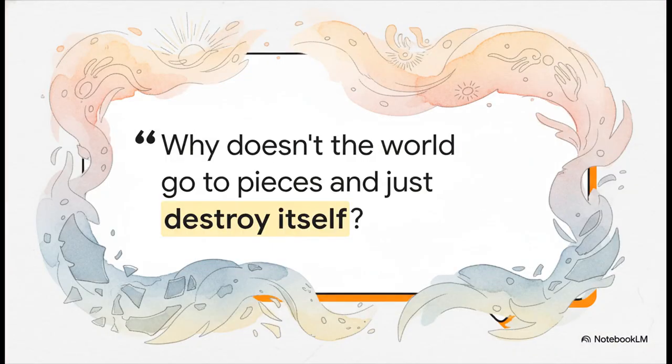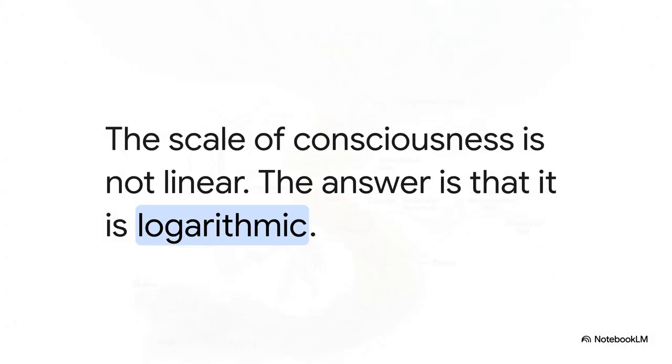And the source asks this exact same question. If the vast majority of people are operating from a place of fear and anger and just general antagonism, what's the glue holding it all together? Well, the answer is actually pretty simple, and it all comes back to how the scale was designed in the first place. It's not linear, it's logarithmic. And that, my friends, changes everything.